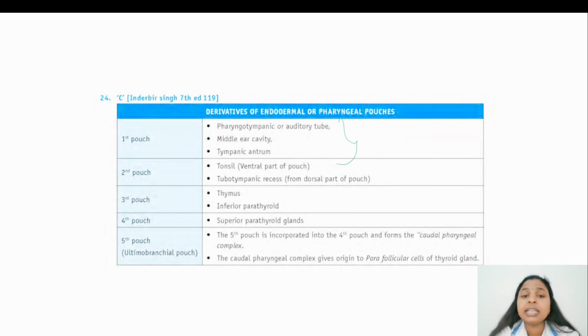The second pouch: the ventral part gives rise to the tonsil, and the dorsal part gives rise to the tubotympanic process. Then the third pouch gives the thymus and inferior parathyroid. The fourth pouch gives rise to the superior parathyroid glands. The fifth pouch is known as the ultimobranchial pouch. It is incorporated into the fourth pouch and forms the caudal pharyngeal complex. This gives origin to the parafollicular cells of the thyroid gland. These are the various derivatives of the pharyngeal pouches.